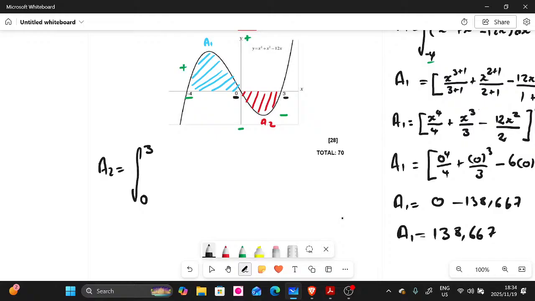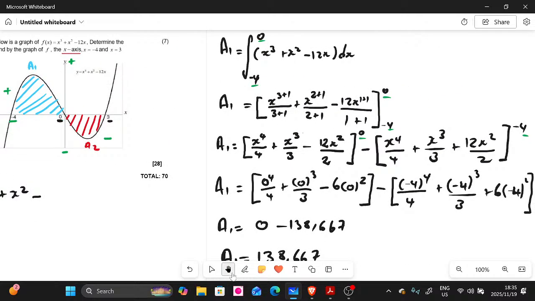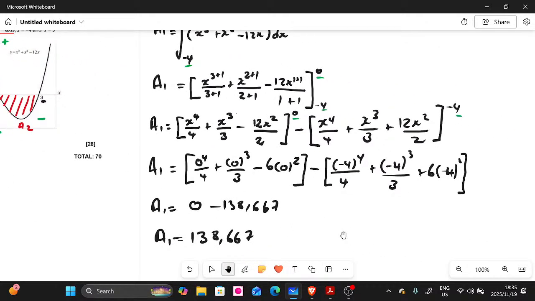Then you put your f of x here. Remember, our f of x is x cubed plus x squared, right? Minus, is it minus? Oh, guys, I think I made a mistake. Let's go back. Okay, bear with me, guys. I think I made a mistake here. Yeah, I see my mistake, guys.